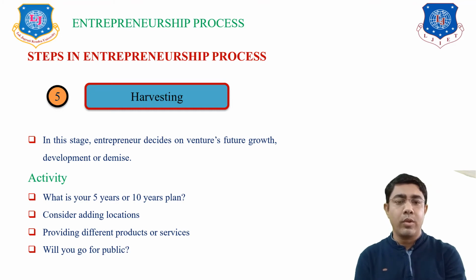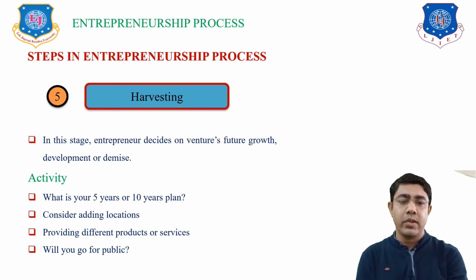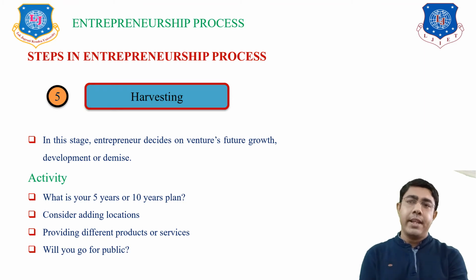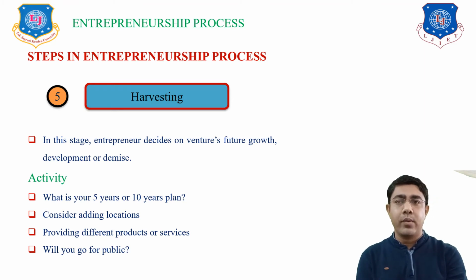considering the addition of locations for future growth, providing different products or services, and thinking about whether you will go public. All these things are done in the harvesting stage. So these are the 5 steps in the entrepreneurship process.